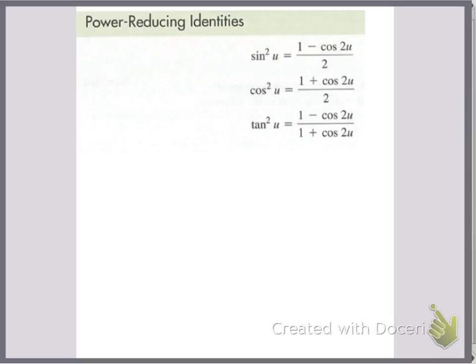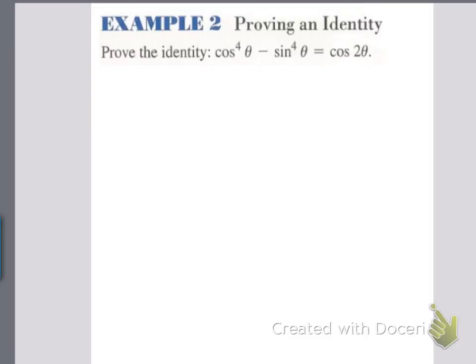Now our power reducing identities. What we have here is we want to take the squares of sine, cosine, and tangent and write them as not having a square. Alright, let's take a look. Prove the identity: cosine to the 4th theta minus sine to the 4th theta equals cosine of 2 theta. So again, we want to make the left side into the right side.